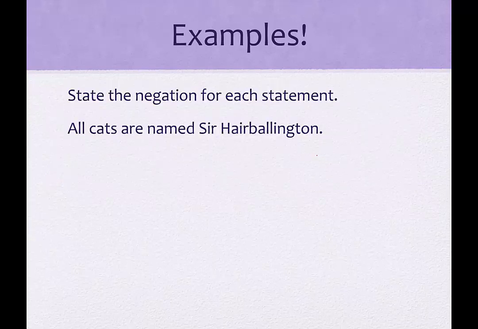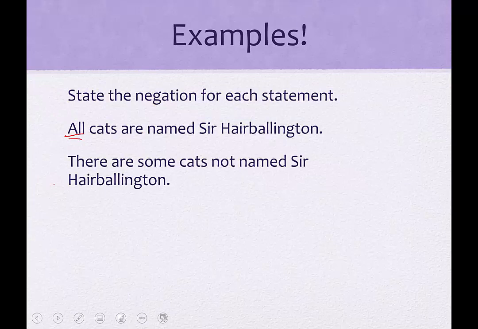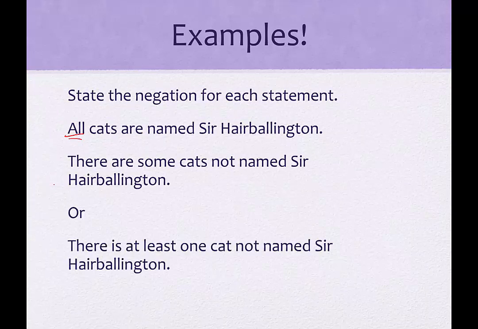Okay, so what is the negation for all cats are named Sir Hair-Ballington? This is an all situation. So remember, if we look back here, what's the negation of all? It is some do not. So we could say there are some cats not named Sir Hair-Ballington, or we could say there is at least one cat not named Sir Hair-Ballington. There are other ways that we can say this, but we just need to make sure that we say some not. At least one not. There should be a negation in there. If you don't include that negation, it is wrong.